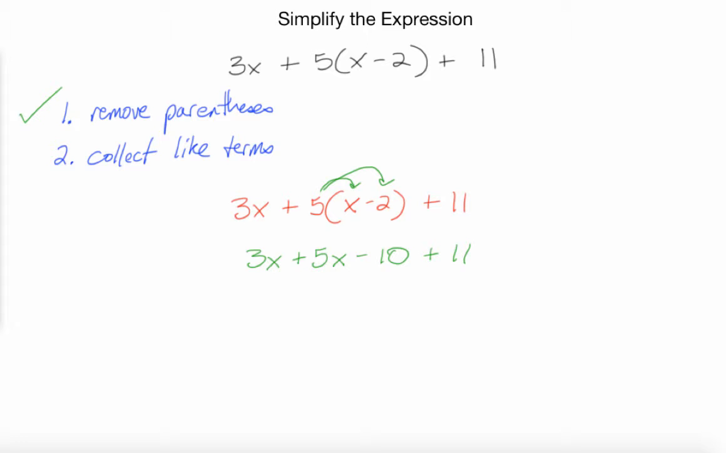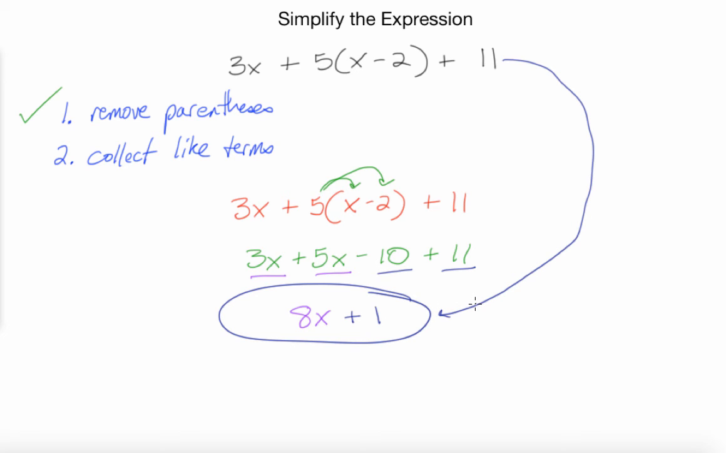All right, now let's look to collect like terms. What can I add together? Like terms have the same variables, so 3x and 5x both have one variable factor of x, and I can combine those together to make 8x. Similarly, negative 10 and 11, those are just constant terms. I can combine those. Negative 10 plus 11 is going to add together to make plus 1. And there we go. This whole expression is equivalent to 8x plus 1 once we simplified it down. We removed parentheses and then we collected like terms.